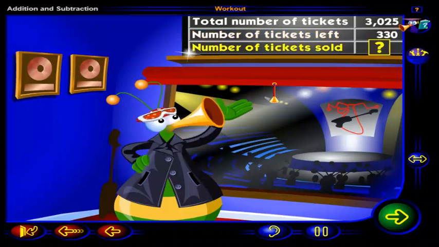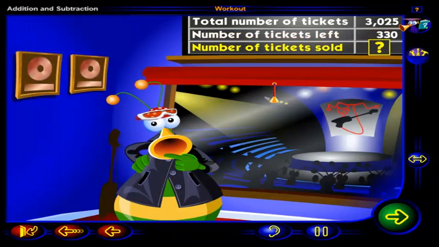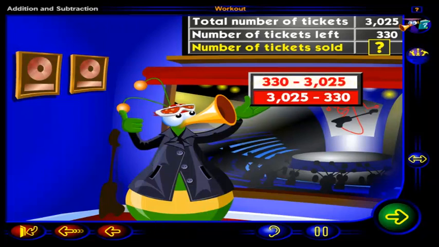So, to find the number of tickets that were sold, you'll need to subtract. Which subtraction would you use to find how many tickets were sold? Click on your answer, then click OK. That's right. You use this subtraction.